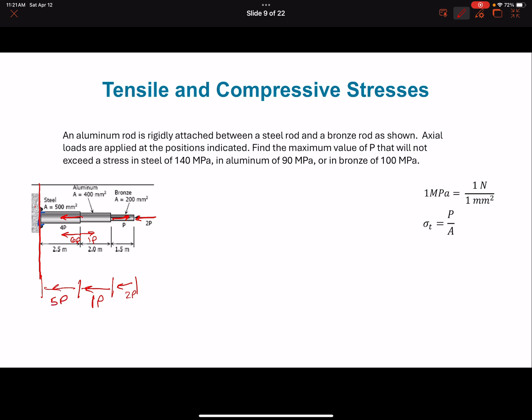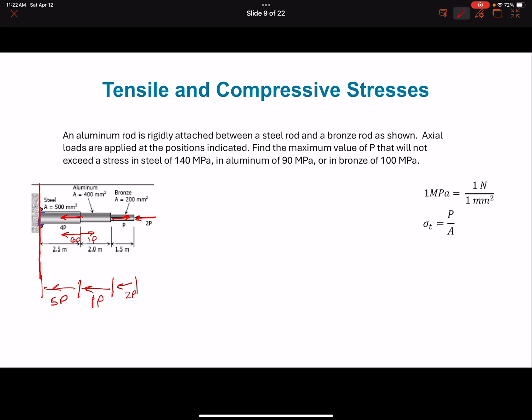So each one of these different sections has a different amount of force reacting to the forces on the right. So the reaction is coming back. So we can see there's a compression. So to use this data, we want to figure out what P is for each of the areas.